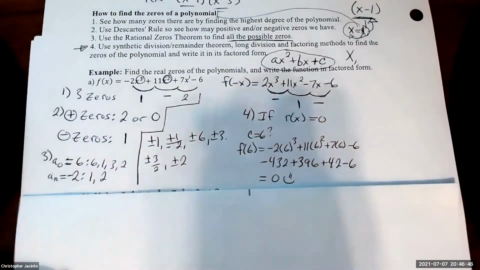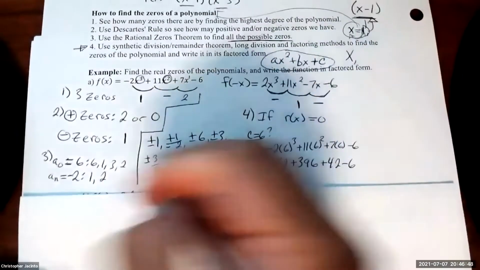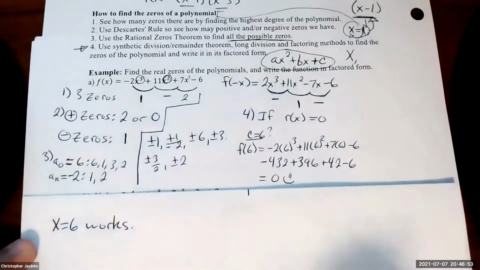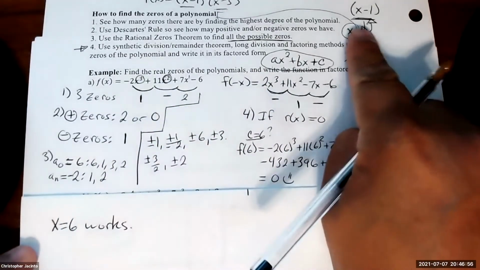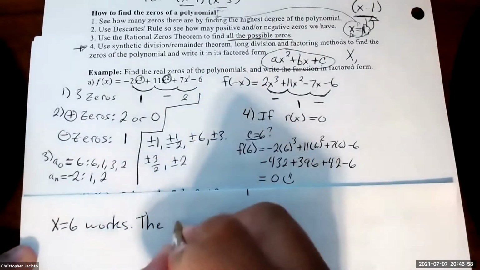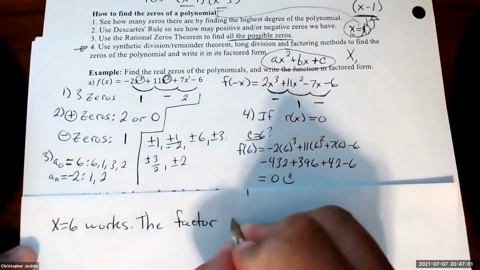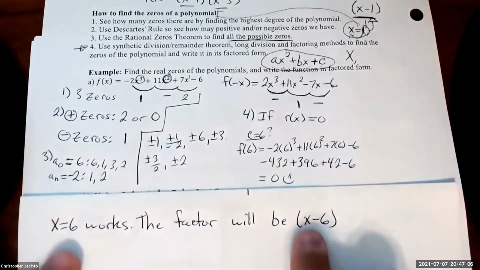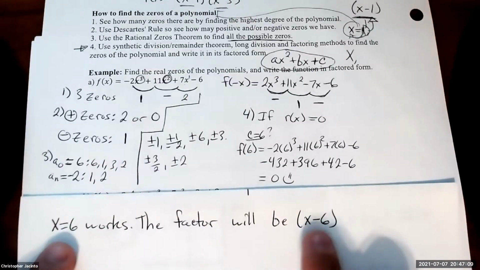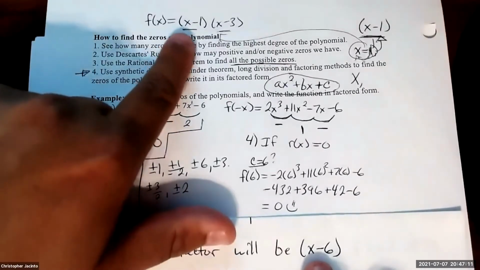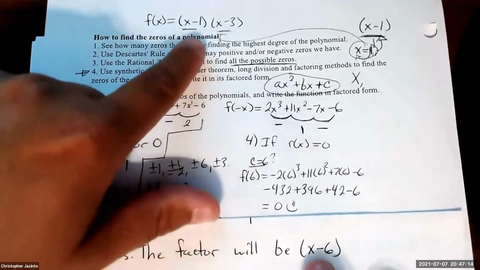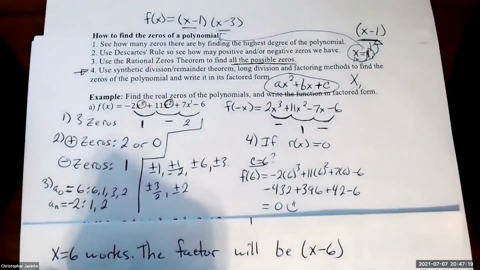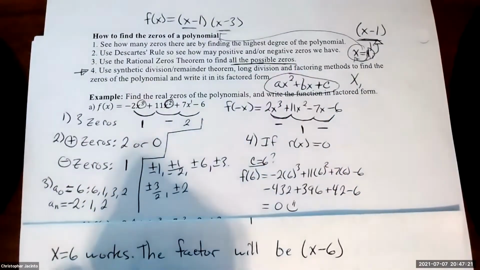Okay. So now that we know this works, we know that x equaling 6 works. So this is what I mean by the opposite sign. Therefore, the factor will be x minus 6. Notice what I mean by the opposite sign. So in other words, I'm going to plug that in like that. But we have to figure out what the rest is. So to do so, we're going to use synthetic division to break this down.